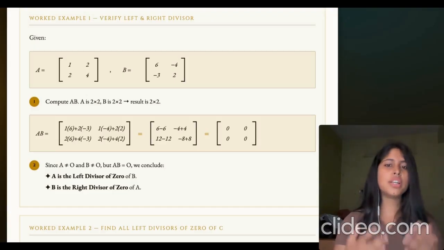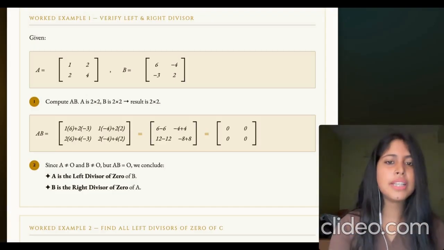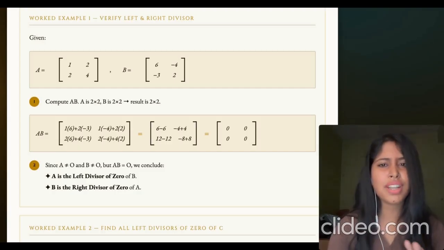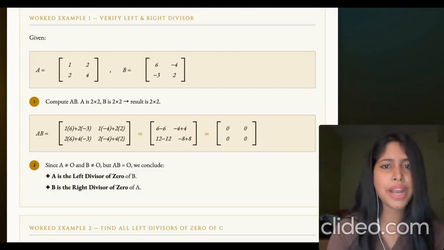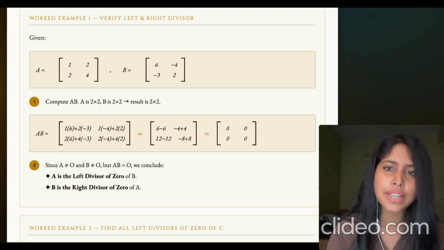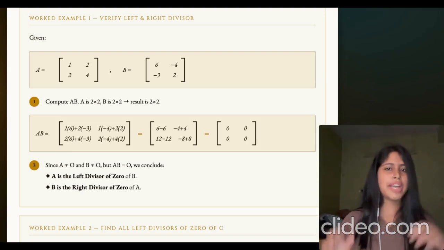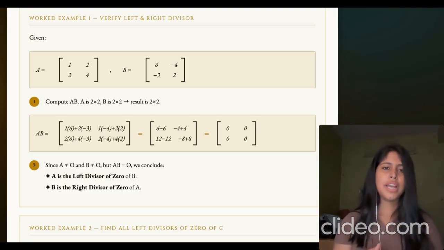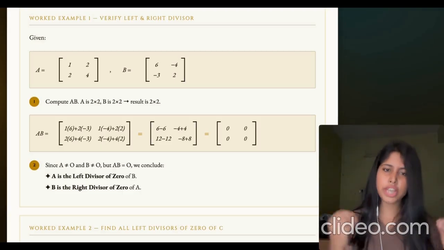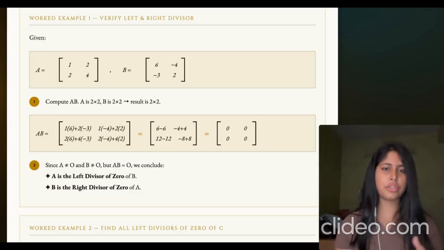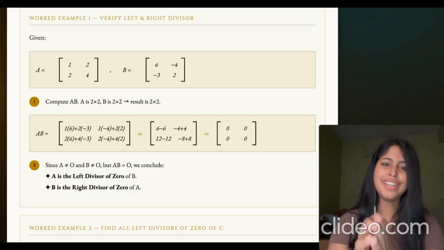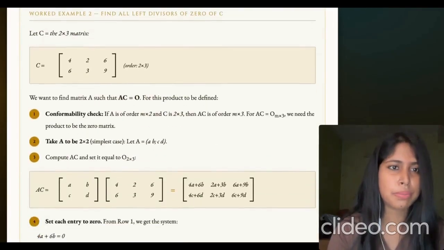So this is the null matrix, right? We can see that this is the null matrix. So we can say that A is the left divisor of 0 of B and B is the right divisor of 0 of A. And there it is: the concept of left divisor and right divisor in action.